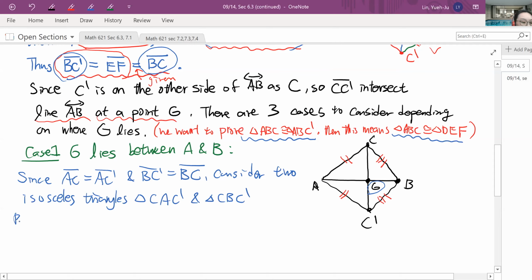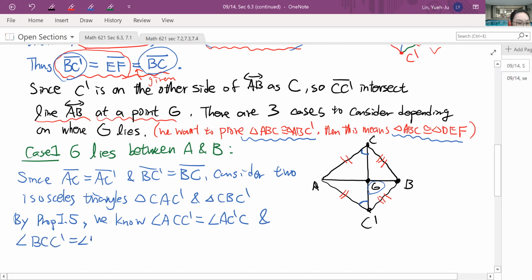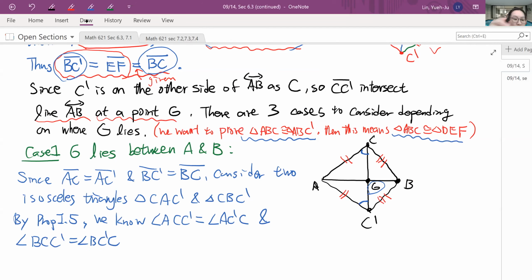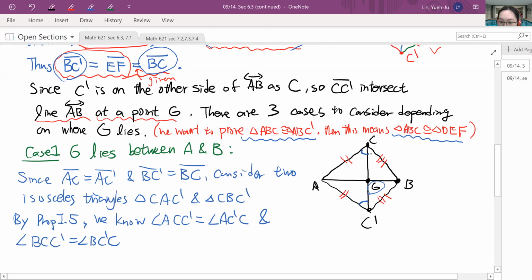Now by one of the propositions, to be more specific, 1.5, we know that the base angles of an isosceles triangle are equal. So we have two pairs of angles. ACC prime is going to be the same as AC prime C. So this angle is the same as this one. And for the other isosceles triangle, we have the same thing. BCC prime is going to be the same as BC prime C. Let me use a different color here.